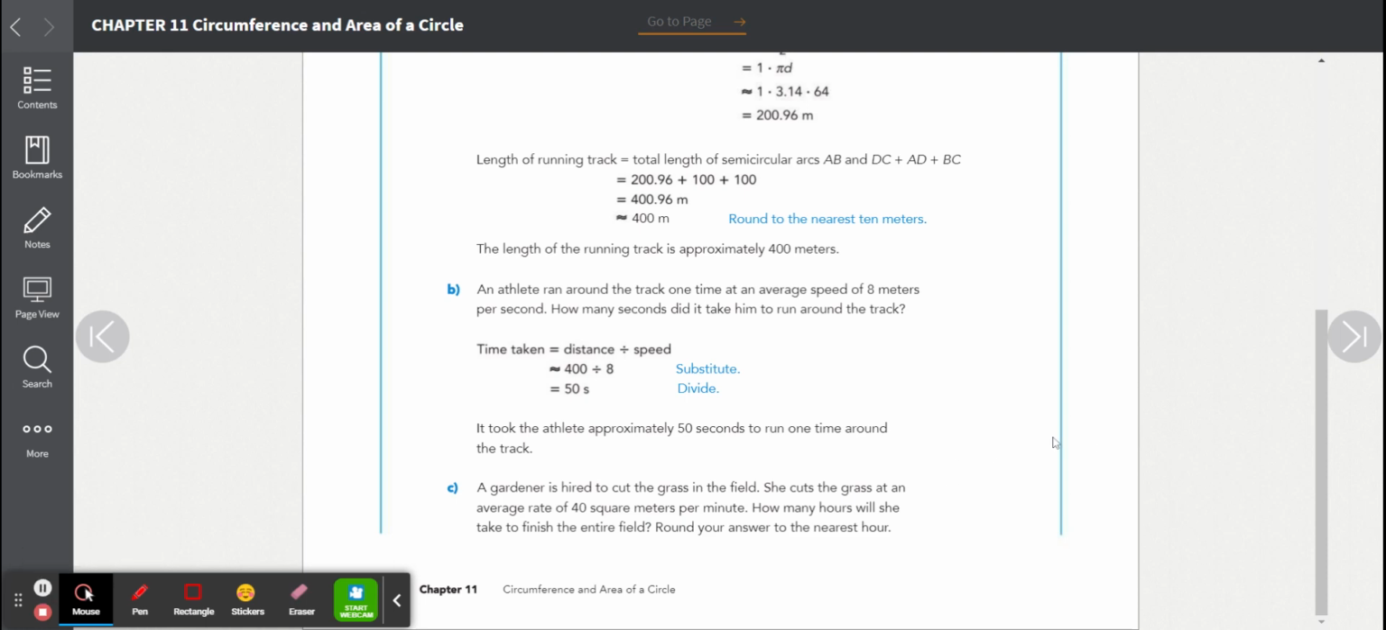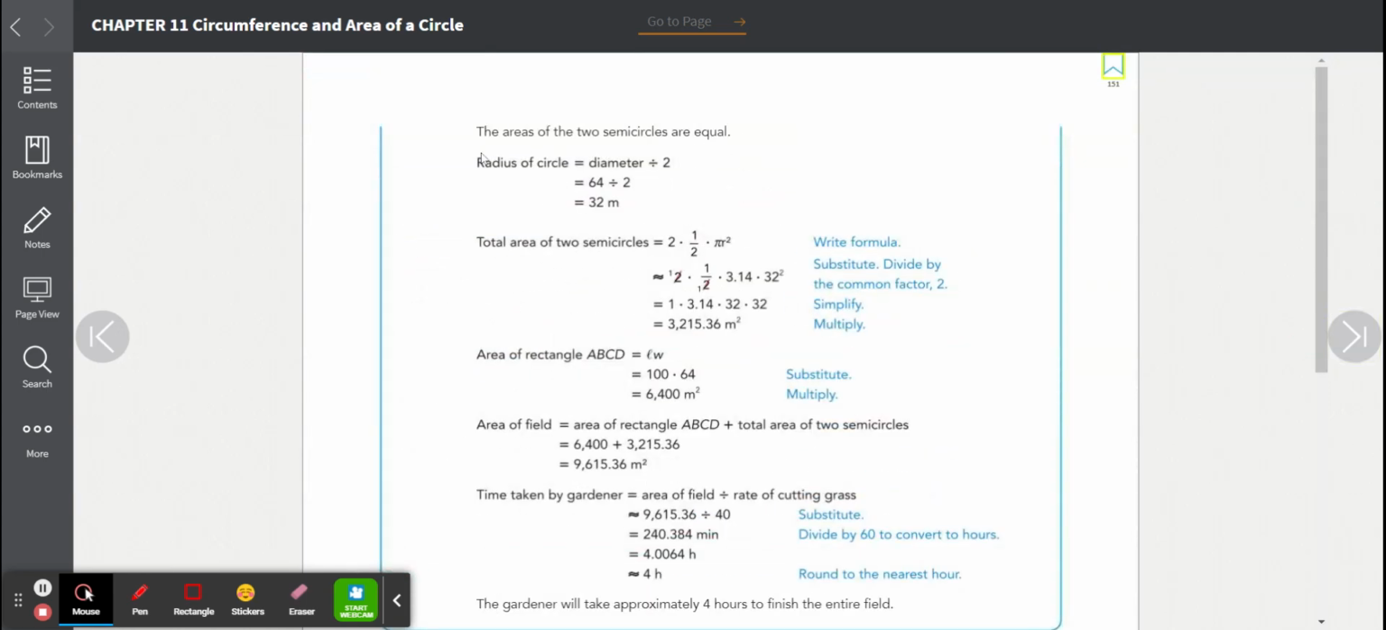Okay. So for this one, we're going to need to find the area of the two semicircles. Since the area of the two semicircles will be equal, we can solve it as a singular circle. So diameter divided by 2 is going to give us 32. So ultimately what we're going to do is pi r squared.